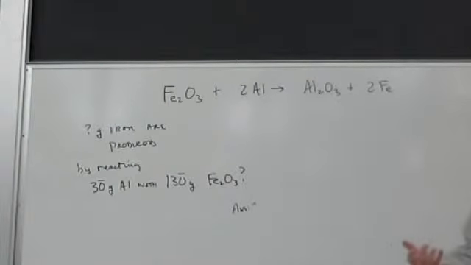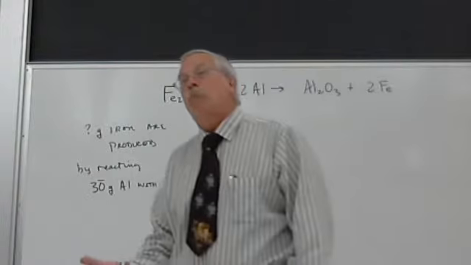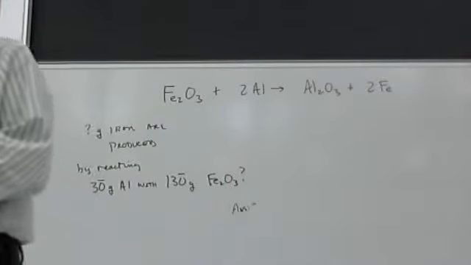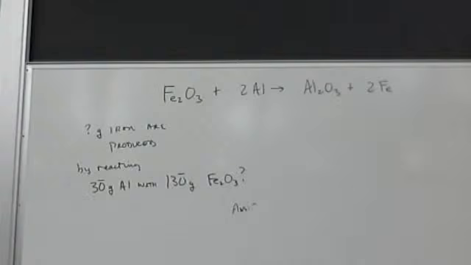What we have here is a limiting reagent problem. How do I know that? I'm given two starting amounts: 30 grams of aluminum and 130 grams of iron 3 oxide. Is there any guarantee that both of those are going to react exactly, perfectly with each other? No. What's much more likely is one of them is going to run out, and when one runs out, the reaction will stop because there's no more fuel to run the reaction.